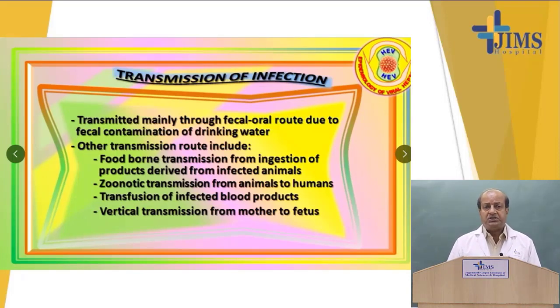The viral agent is transmitted through the fecal-oral route due to fecal contamination of drinking water. Other transmission routes are foodborne transmission from ingestion of products from infected pork. It can also be a zoonotic disease, with zoonotic transmission in the case of swine house workers or abattoir workers. Transfusion of infected blood products from an infected person, and vertical transmission from an infected pregnant woman to her fetus.